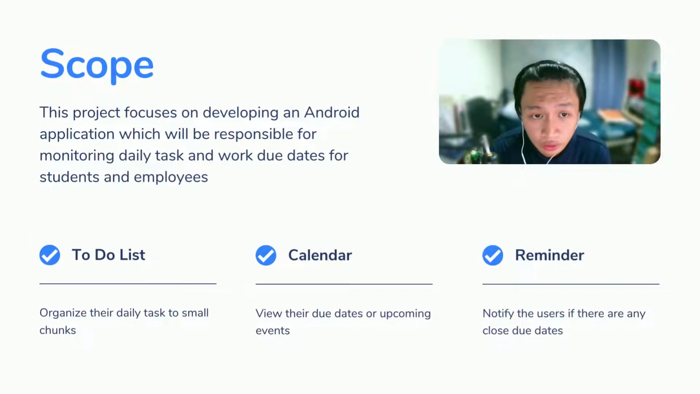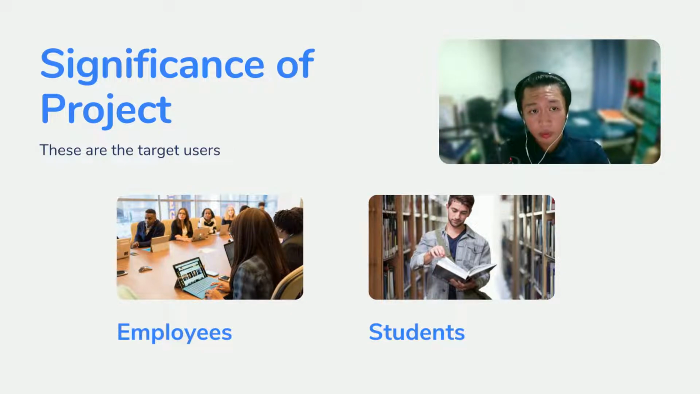This project focuses on developing an Android application which will be responsible for monitoring daily tasks and work due dates for students and employees. It has three main functions: the to-do list, to organize their daily tasks into small chunks; the calendar, to view their dates and schedule; and the reminder, to notify the users if there are any close due dates. This project will provide a platform for users, especially students and employees, to organize their routine or schedule better and more easily. Through this mobile application, it combines the functionalities of a to-do list, a schedule, and a calendar.